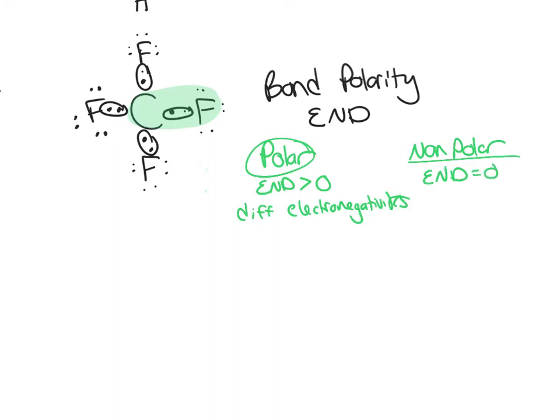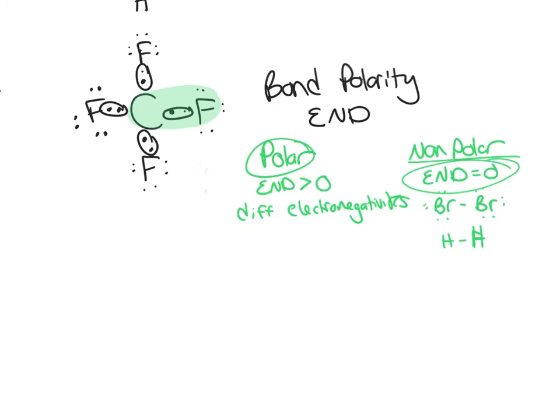Okay, and when are you going to see that? You're going to see that in things like Br bonded to Br. You're going to see that H bonded to H. That's not an H, that's an F, but there you go. You're going to see that in I2. You're going to see that in N2. When your electronegativity difference is 0, it's the same thing bonded. That's when the bond is nonpolar.